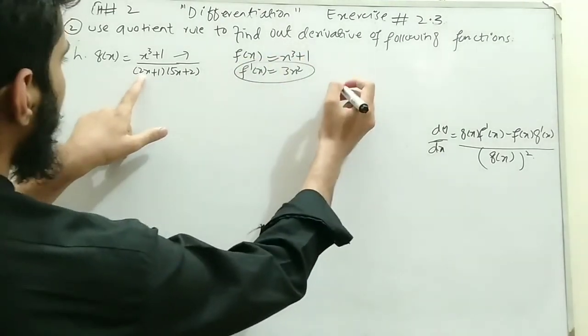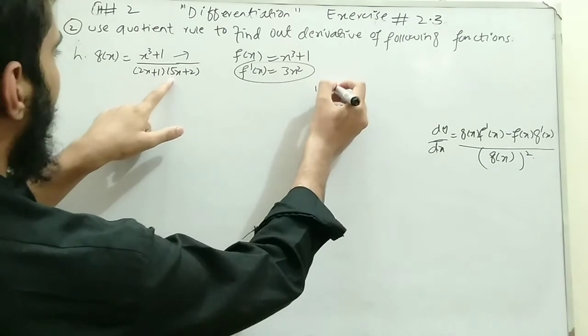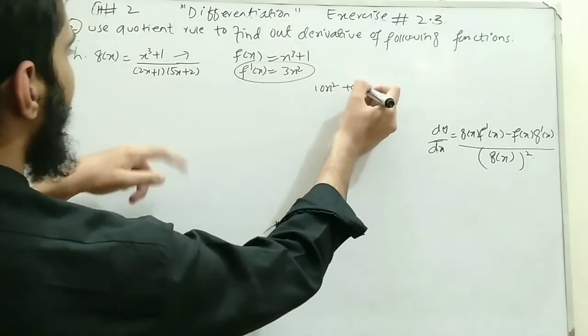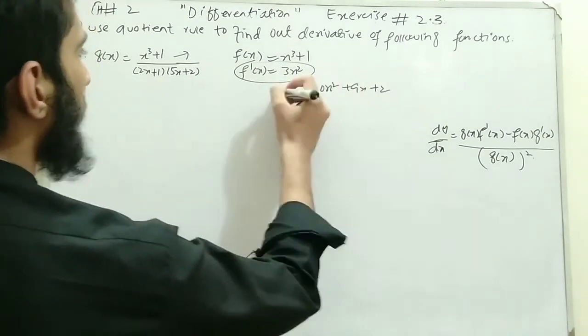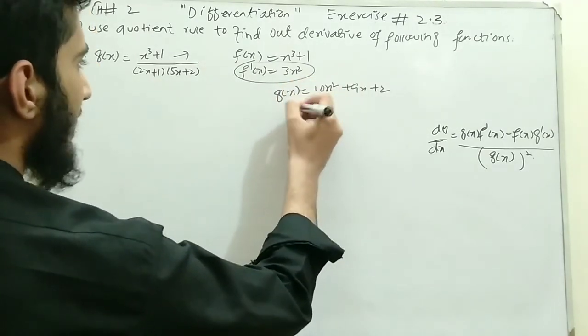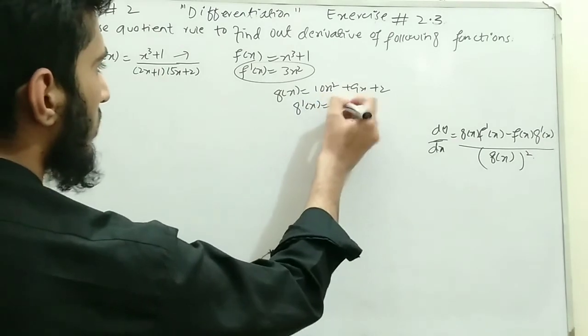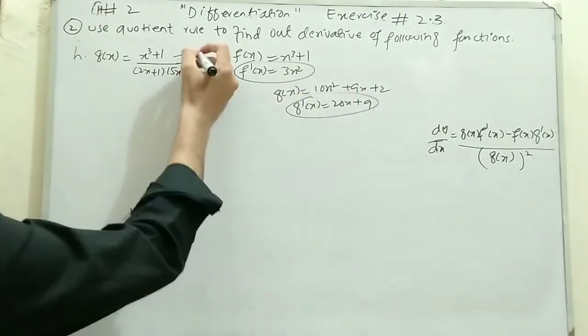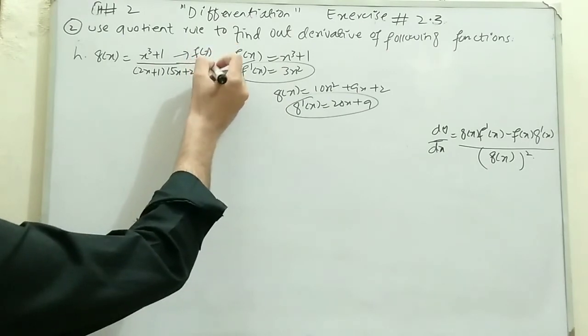Now multiplying this function, 2 multiply 5 gives us 10x², 2 multiply 2 gives us 4x, and plus 5x gives us 9x, and 1 multiply 2 gives us 2. Let's suppose this function is g of x, so taking their derivative, g prime of x will be equal to 20x plus 9. So this is the derivative of this function.